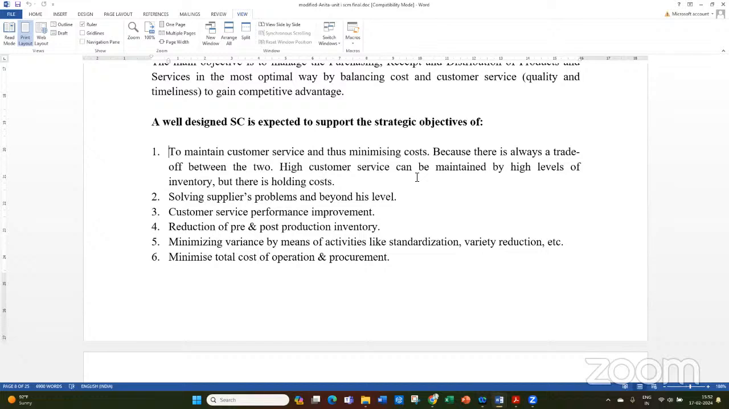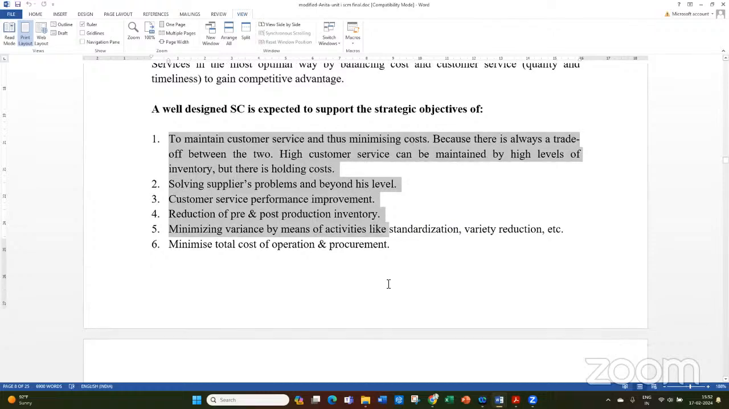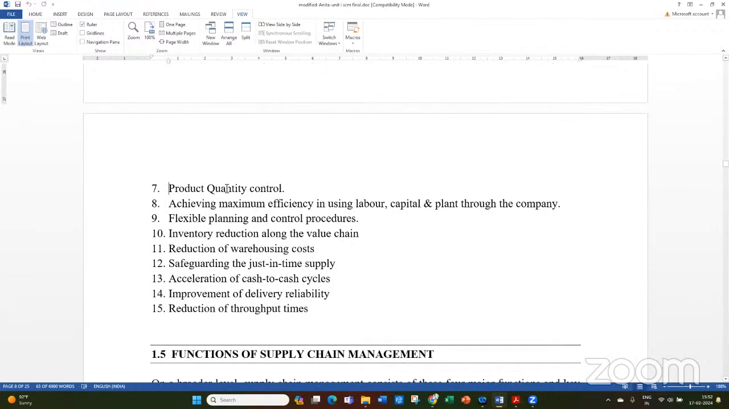When you minimize total cost, as I told you, it can be distribution cost, production cost, all these costs here. So then how do you minimize the cost? You know, inventory control. Okay. And also quality control.